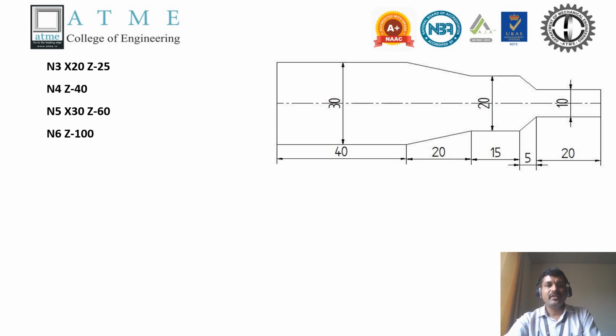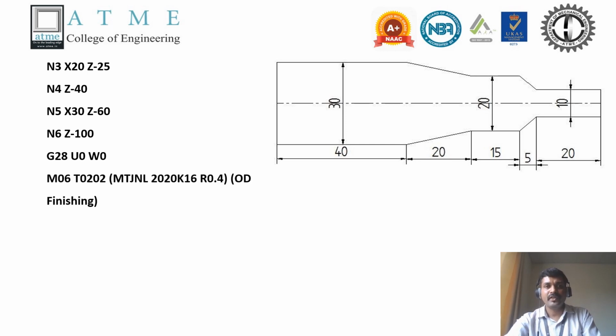So these are the N1, meaning the initial block number, and N6, the final block number. The cycle will be executing until it gets the final shape, with an allowance of 0.5 mm with respect to x and 0.5 mm with respect to z direction. Then after finishing this, go to the home position in order to change the tool to the second tool, that is a rough turning tool. So there is a change of tool from T01 to T02. So the second tool will be selected, the reference cutting tool for that.